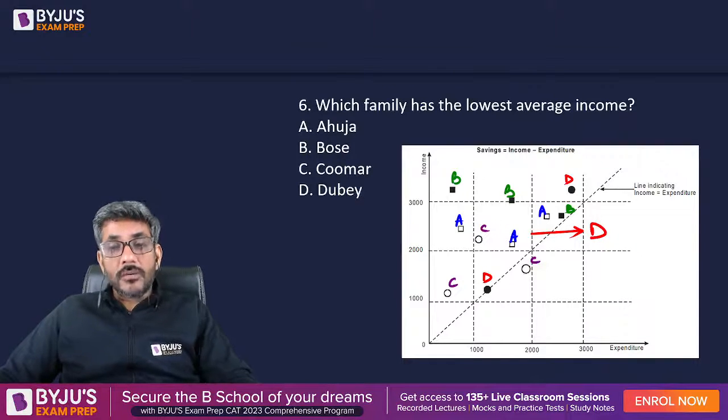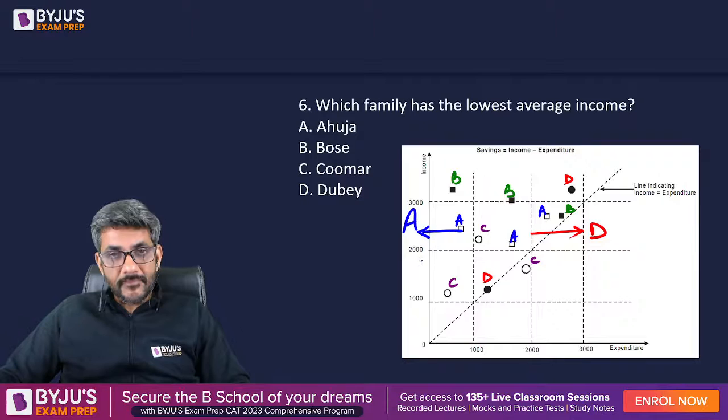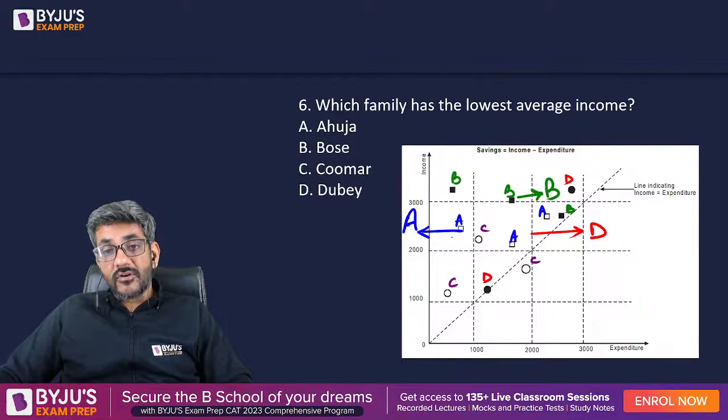Similarly, when I talk about the Ahuja family, for these three numbers, height wise, the average income would be somewhere here for the Ahuja family. When I talk about the Bose family, the average income would be somewhere here for the Bose family.